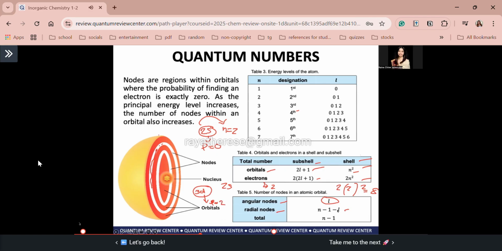For the radial nodes, so n minus 1 minus L. N is equal to 3, so 3 minus 1 minus 2. So that's equal to, ilan yan? 0, tama. Lastly, for the total number of nodes, that's n minus 1. So that's 3 minus 1 equal to 2. Okay guys, sana clear yun? Again, that's 3 minus 1 equal to 2. Very easy, right? Kaya-kaya nyo i-memorize.